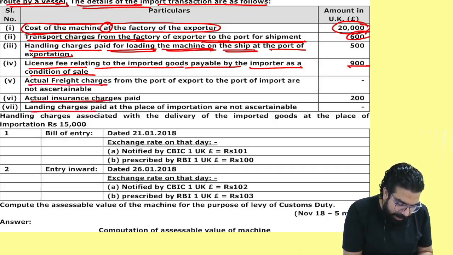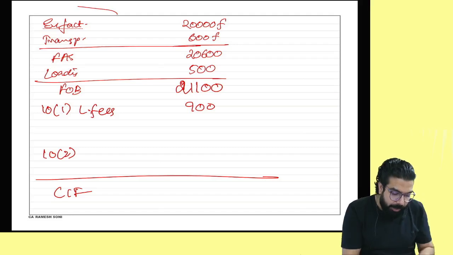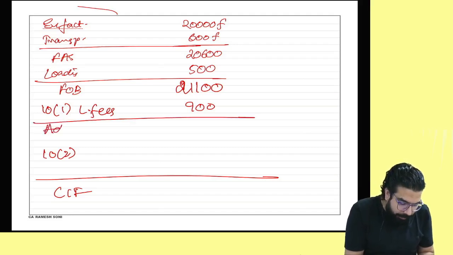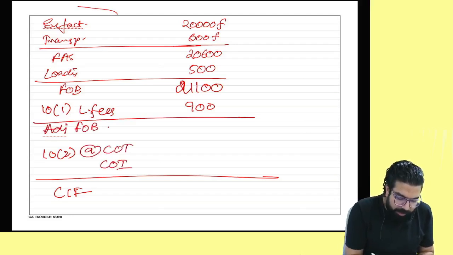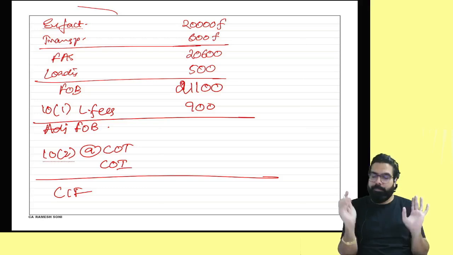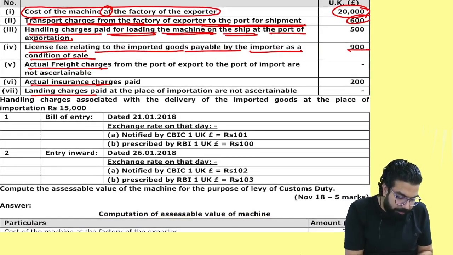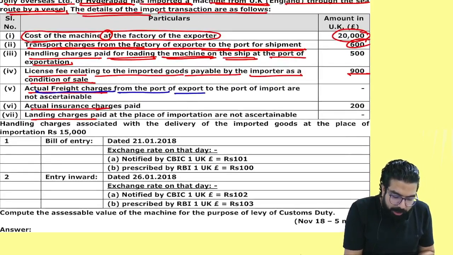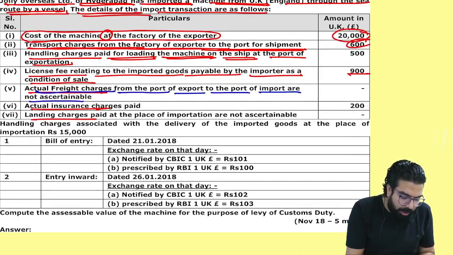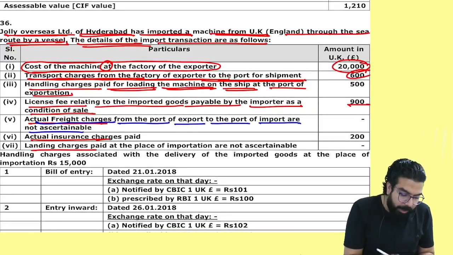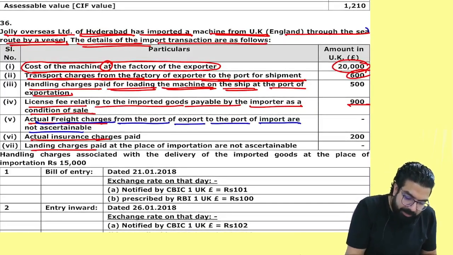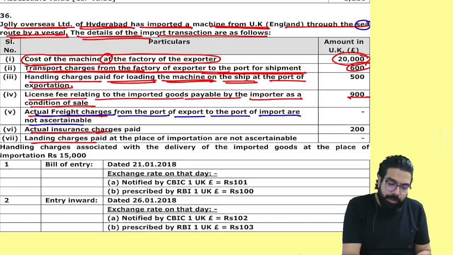Then, sir, actual freight, insurance, landing charges. People, tell me one thing. You arrived at adjusted FOB. 10-2A, cost of transportation, cost of insurance. Do you guys agree with me, everyone? Tell me, what is the cost of transportation? Actual freight from the port of the exporter to the port of the importer is not available. Actual is not available. The goods are imported by what?